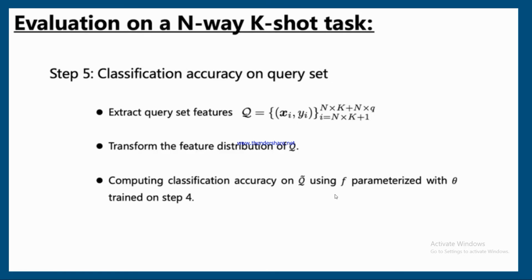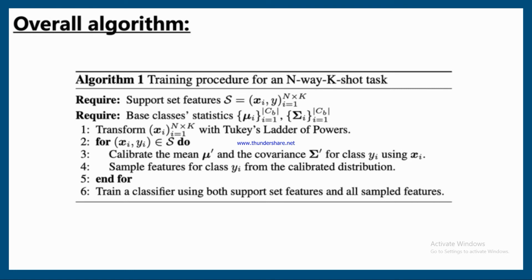And in the last step, they find the classification accuracy on the query set. And on the query set, at testing time they also apply the power transformation, because it is also required to check whether it is making a Gaussian distribution or not. So on testing, they also applied power transformation to make the query set distribution more aligned to what they have assumed in the previous slide. So the classification accuracy on the query set is computed using the classifier learned from the support set and the generated set. So this is the complete algorithm that we have discussed one by one.